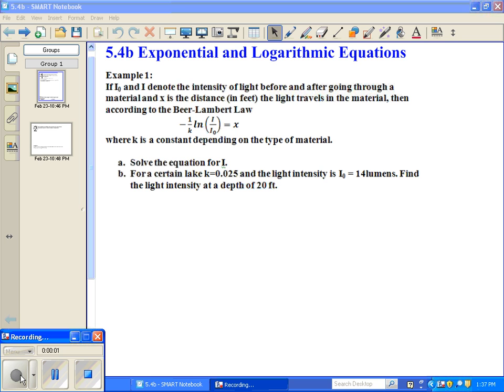Okay, so this lesson is about applications of exponential and logarithmic functions. So we're going to do some word problems here.